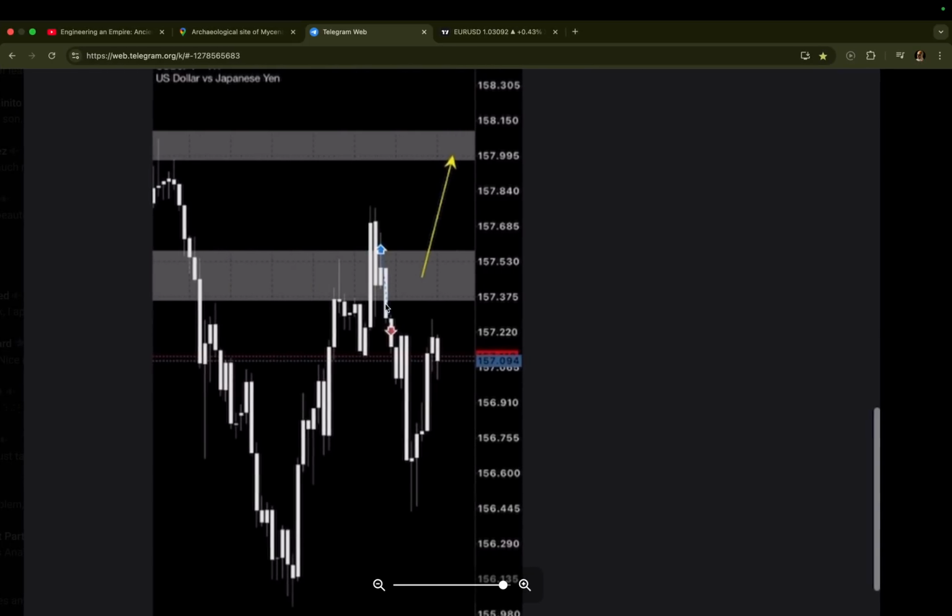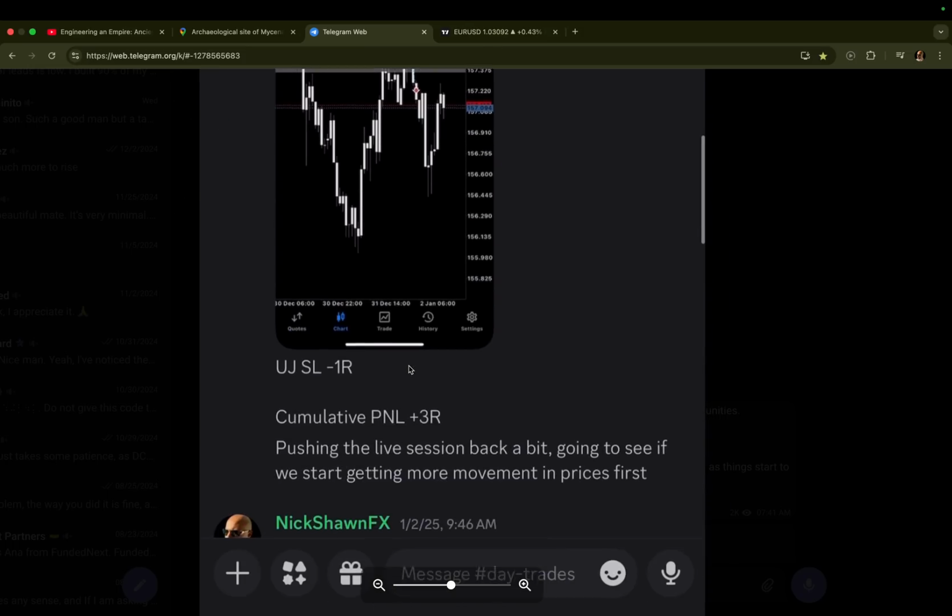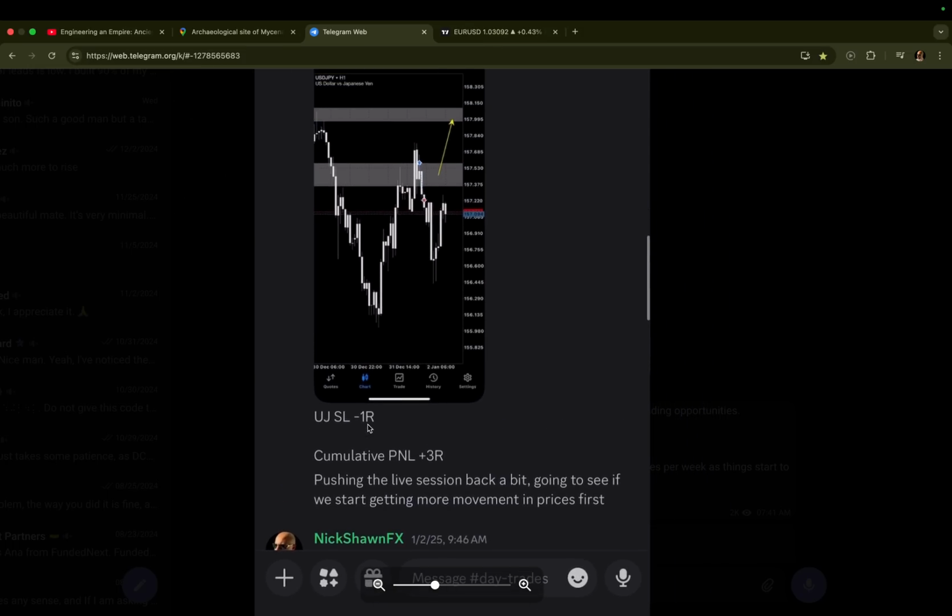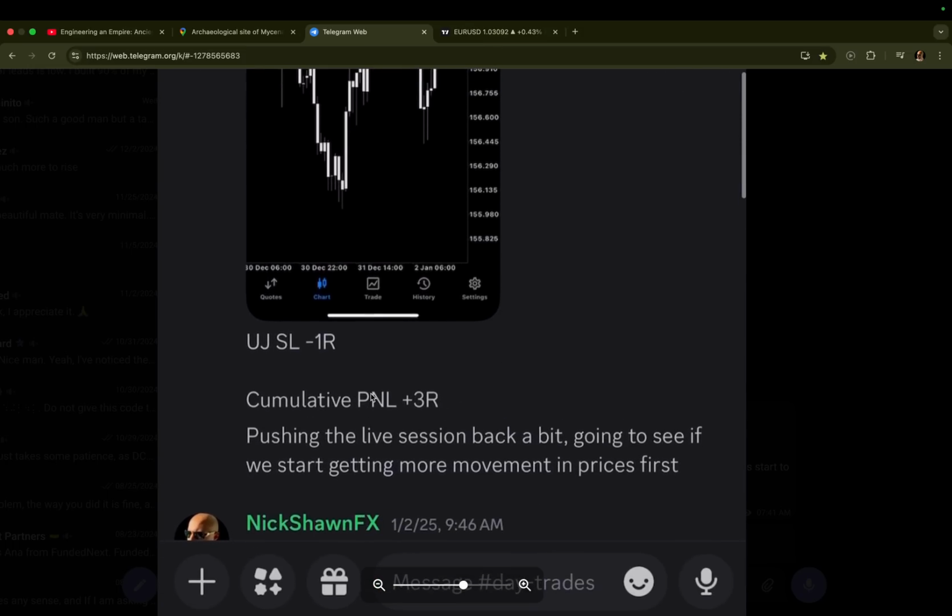So I lost this trade. I didn't think twice about it. I just thought, no, it looked good. It broke above the zone. It was making higher lows and higher highs. I bought, and then it just went down and broke the zone and hit the stop loss. No big deal. So you can also see in the group, I put the cumulative P&L.